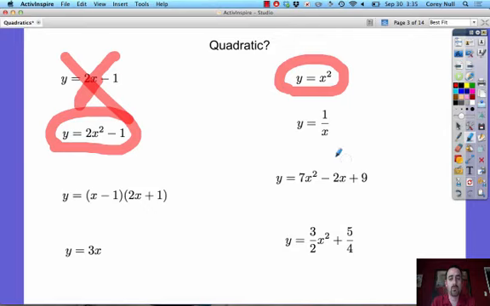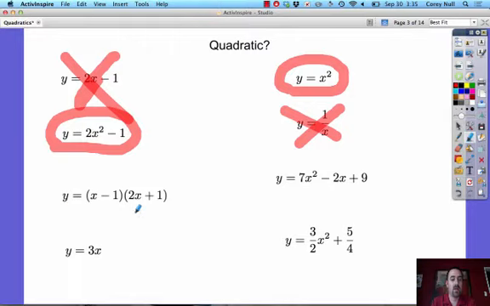Let's look at the next one. This is 1 over x. This should look a little strange, right? It's completely in a different form. I have a numerator and a denominator. This is a rational function, 1 over x. I don't have anything that looks anything close to a squared term. So this is not a quadratic.